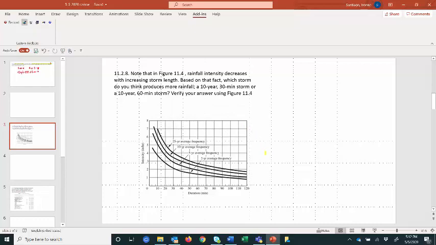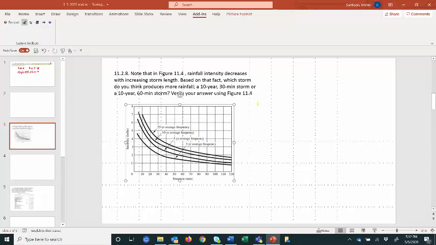Here we have problem 11.2.8. Remember, this is the 5th edition of your textbook. And what I have done here is provide you with the figure that is referred to here, which is 11.4. One of the things that I have mentioned is that there are 2 important details that these graphs give us. Number 1, as the duration of the storm increases, the intensity decreases. As you can see, here is the intensity, and this happens for all recurrence periods, for 2, 5, 10, and 25.